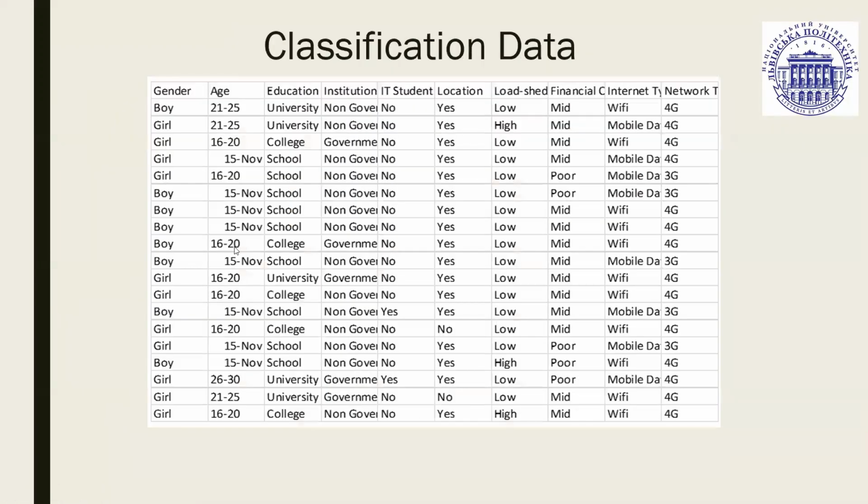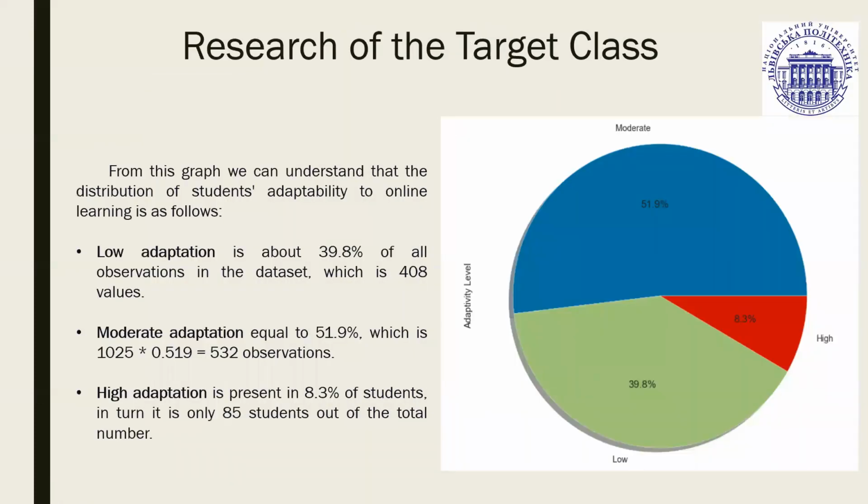The next step is to take a look at the exact values in our data set. As you can see, these are string values, so we need to take this into account in the future. Next, we look at the target class, or desired class. This graph represents the distribution of students' adaptivity to online learning. As you can see, only 8% of students have high adaptation, which is only 85 students overall. Moderate is 52% of students, and low adaptation is 40% of students.